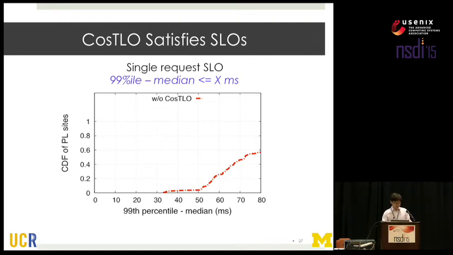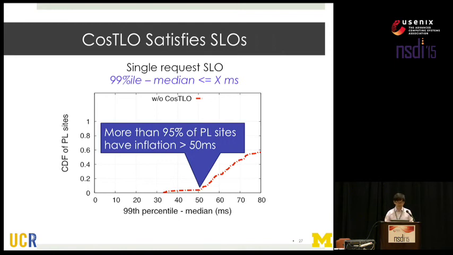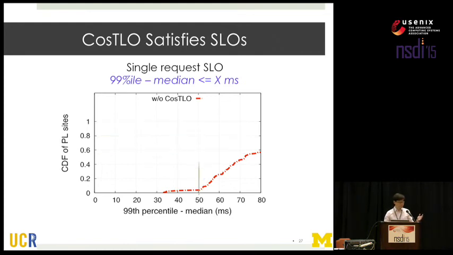The x-axis on this graph is the latency difference between the 99th percentile latency and the median latency, and the y-axis is the CDF of Platinum nodes. So without CosTLO, more than 95% of Platinum nodes have latency inflation of more than 50 milliseconds. So first, we set SLO equal to 50. Ideally, now the line should move to the left side of the green bar. And let's see how CosTLO performs.